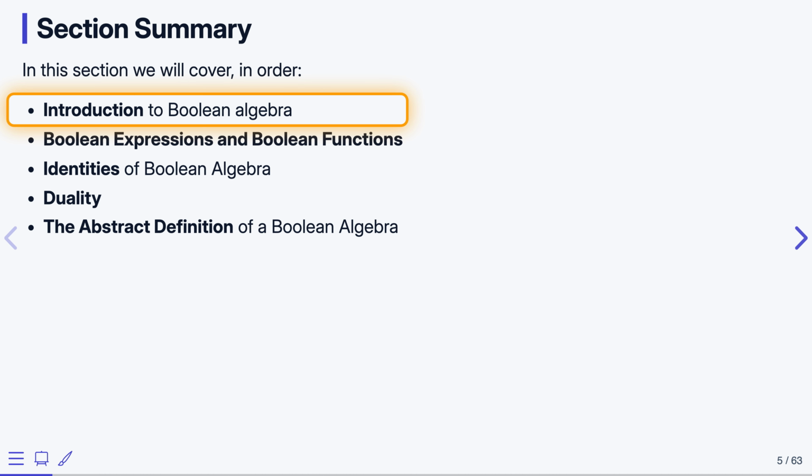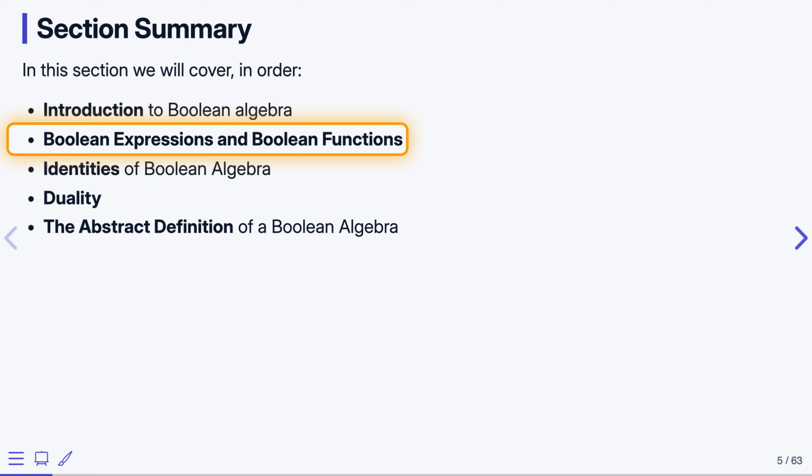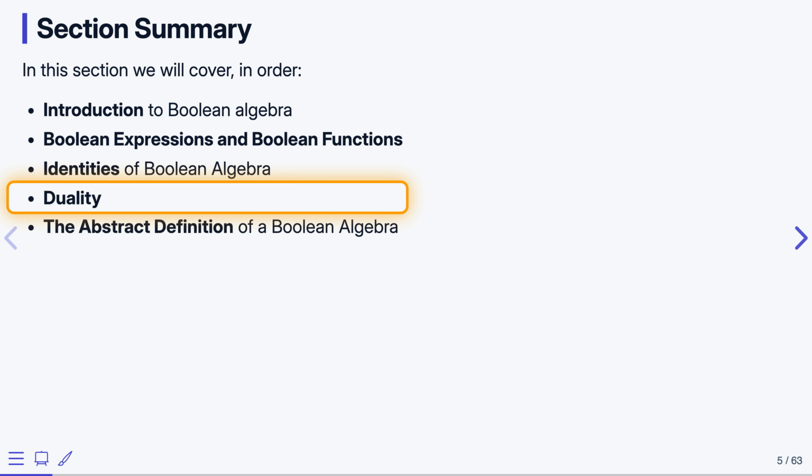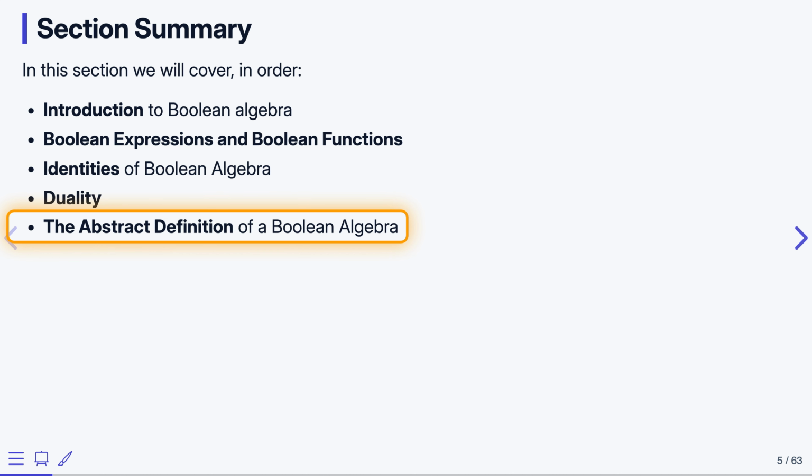Let's look at the plan for this section. First, an introduction to the three basic operations. Second, Boolean expressions and Boolean functions. That is what these operations combine to make. Third, the identities of Boolean algebra. It is a table of rules, a lot like the logical equivalences we already know. Fourth, duality. That is a neat symmetry hiding inside the table. And fifth, the abstract definition, which says exactly what we mean by a Boolean algebra. Keep this list with you as a checklist.